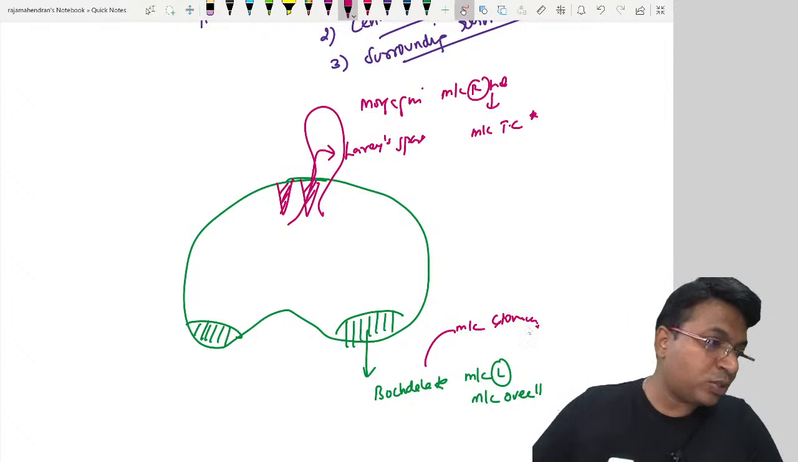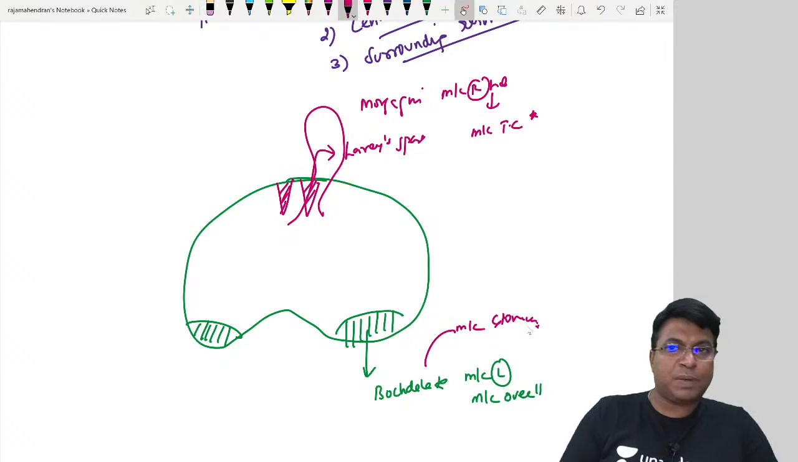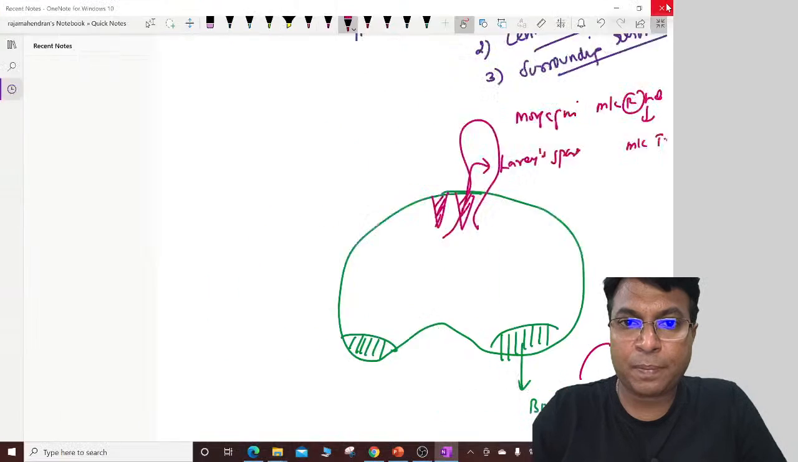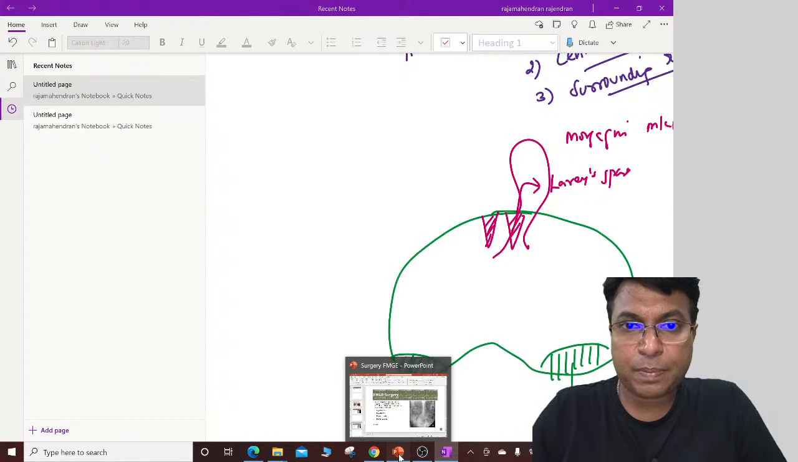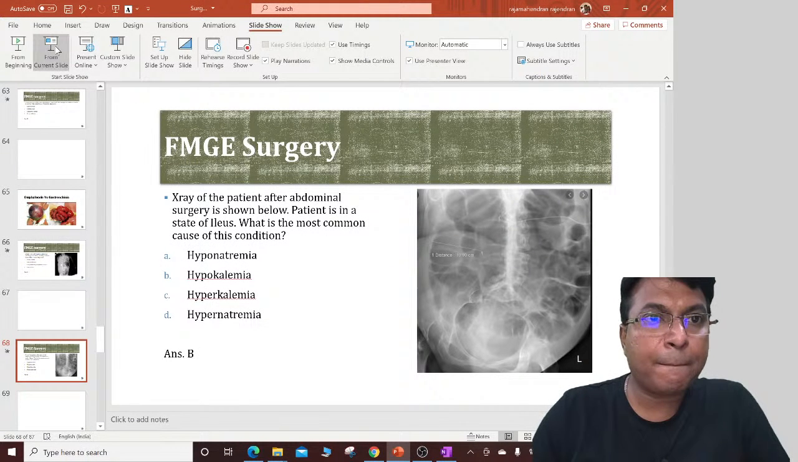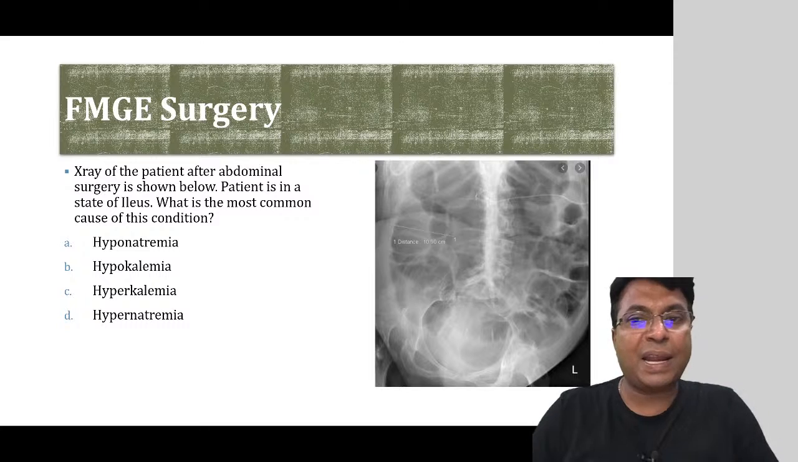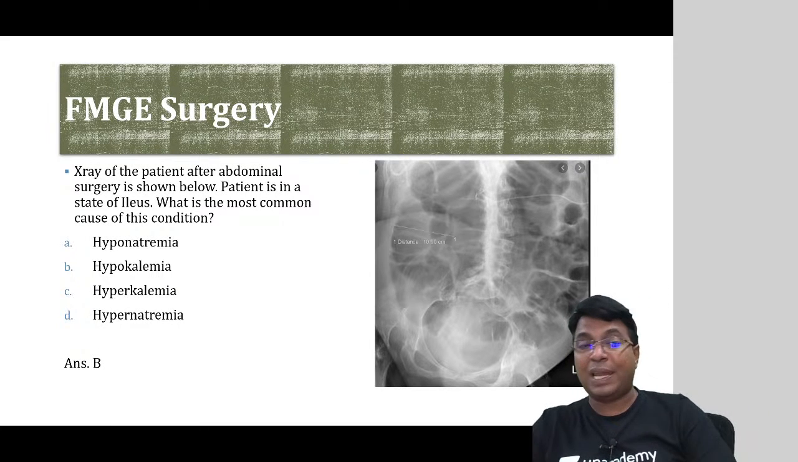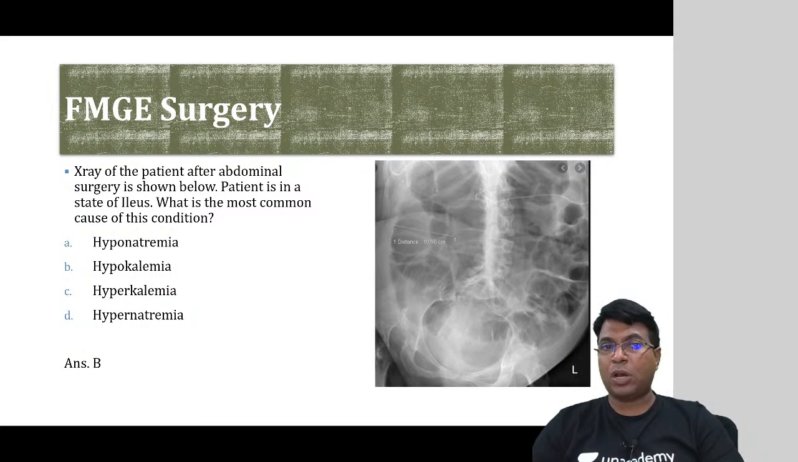So these are the basic points. You should not forget about these two hernias. Okay. So this is a paralytic ileus. The condition is known as hypokalemia. Hypokalemia is the most common cause of paralytic ileus.